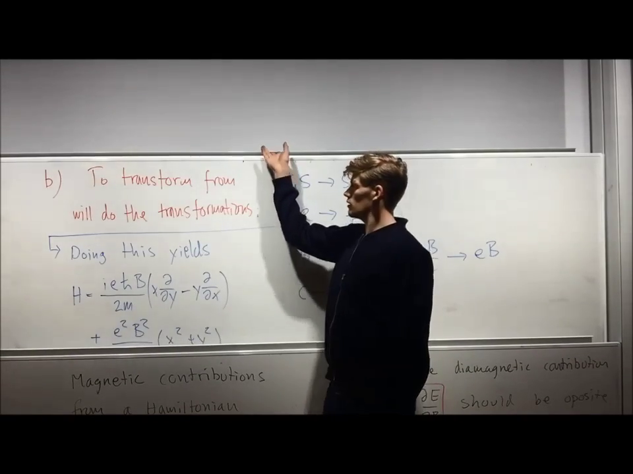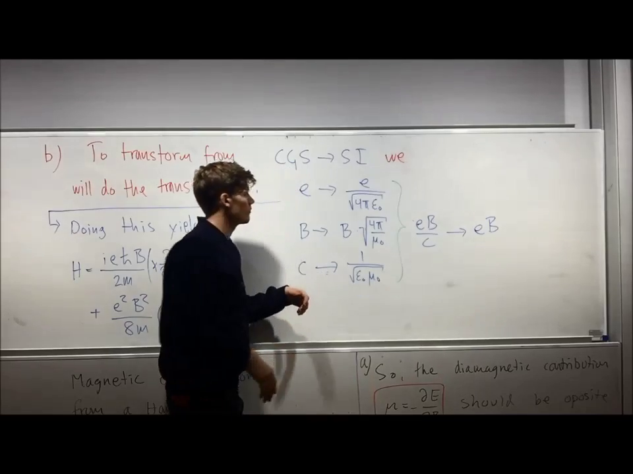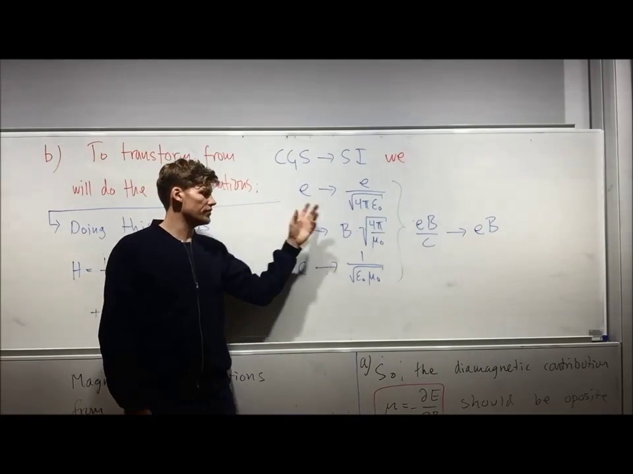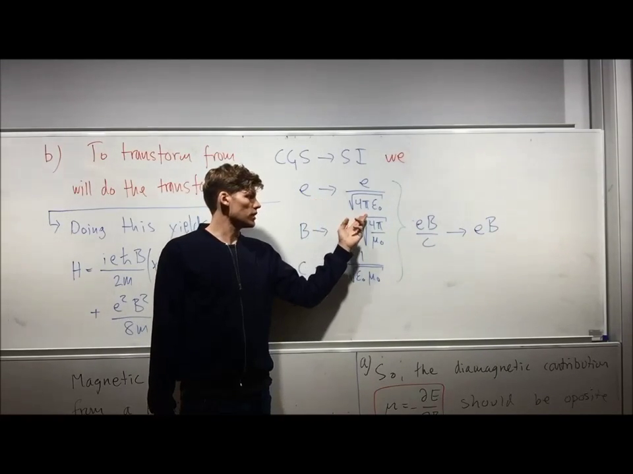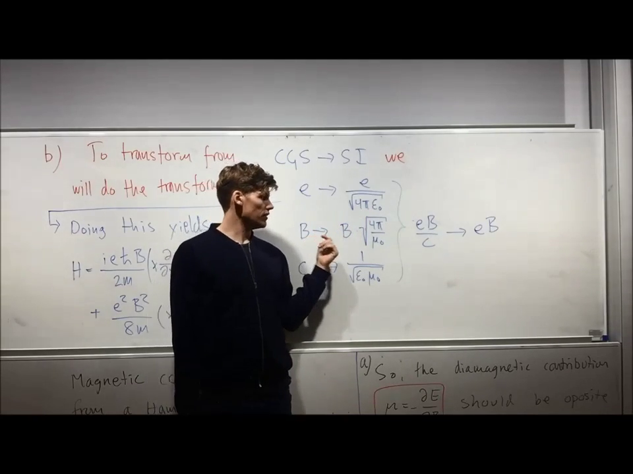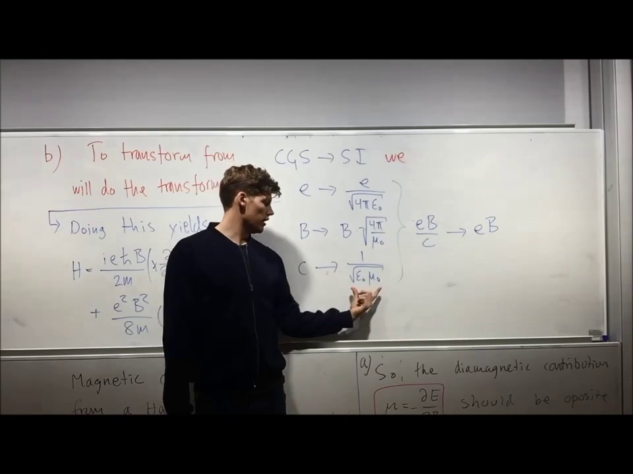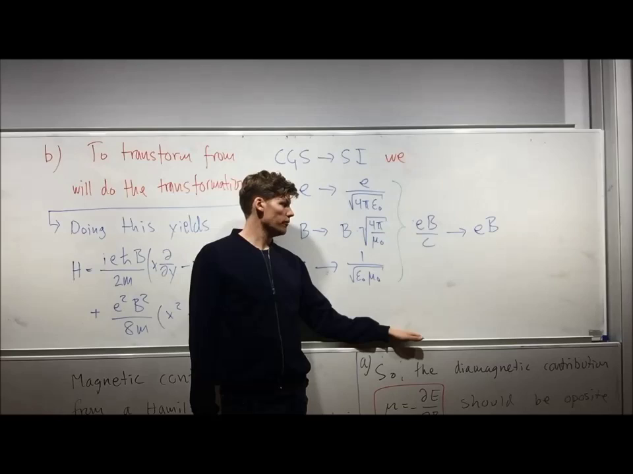For the second question, we would like to transform this Hamiltonian from CGS units to SI units. And we use these three translations, right? The electric charge transforms like this, from CGS to SI. The magnetic field transforms according to this. And C is basically 1 over the square root of epsilon naught mu naught, right?